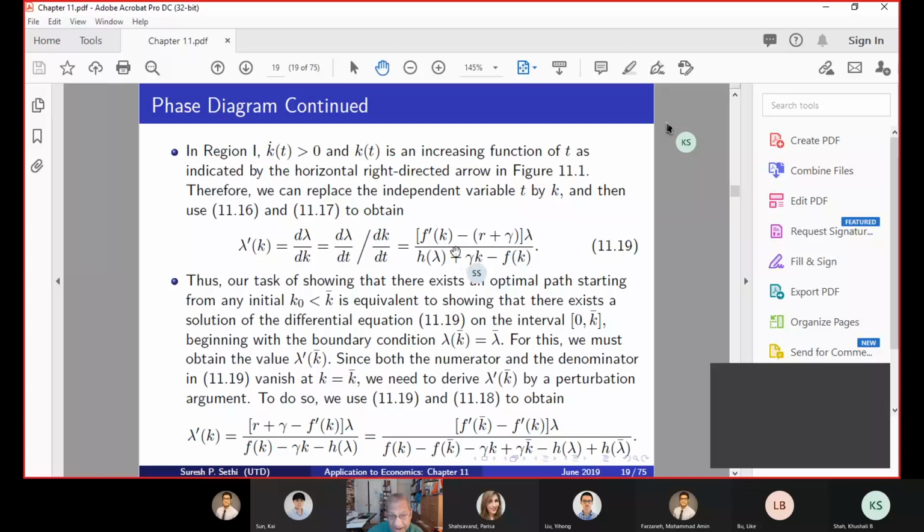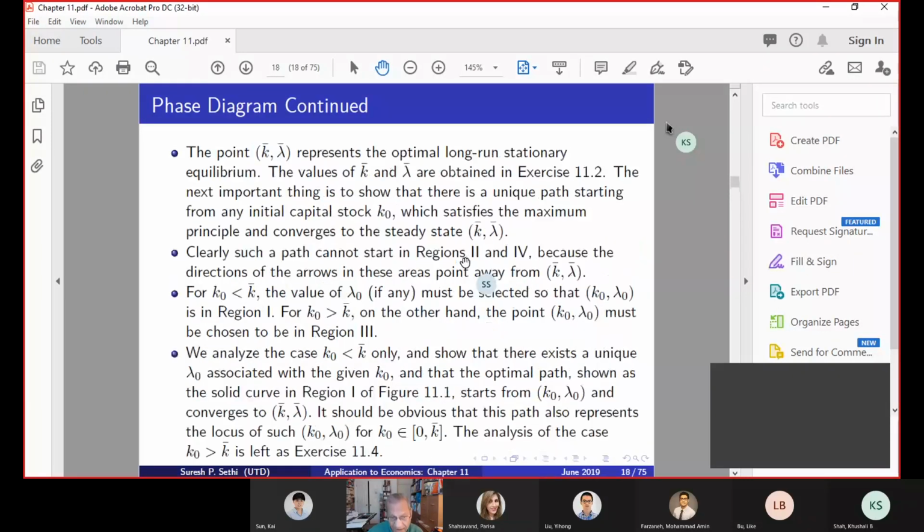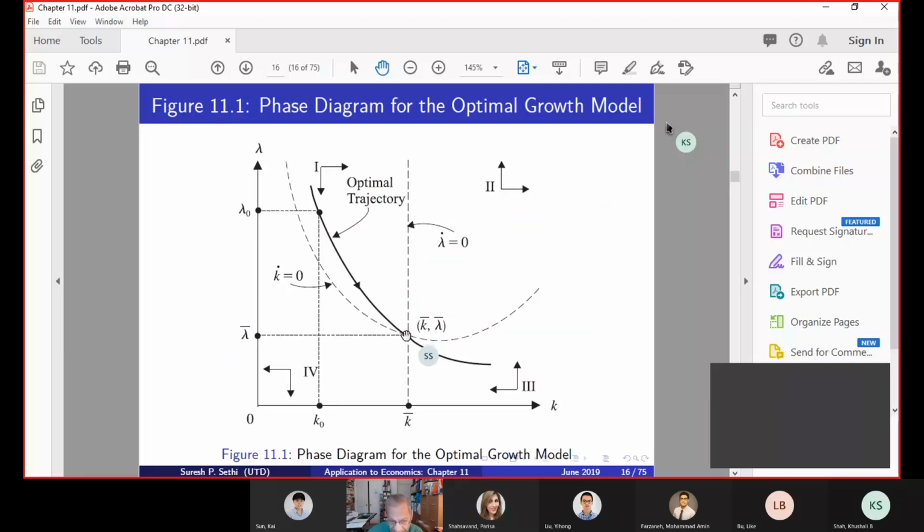But the problem is that at lambda bar k bar, this is 0, this is 0. So at k bar lambda bar, here, the sign is 0 by 0. If the sign is 0 by 0, let me tell you what is going on here. Some people will make an argument like this. Okay, that's one way to show there's a unique one, but that requires some theorems in mathematics. And in the second edition, I did that, but I did not want to use those theorems. So I go through this argument.